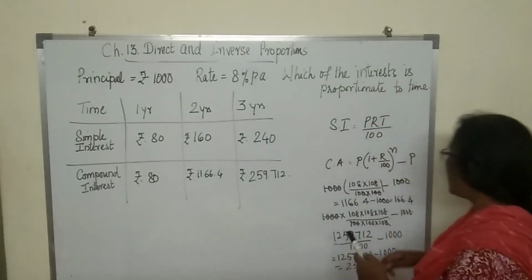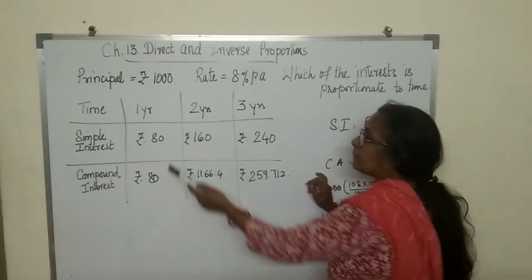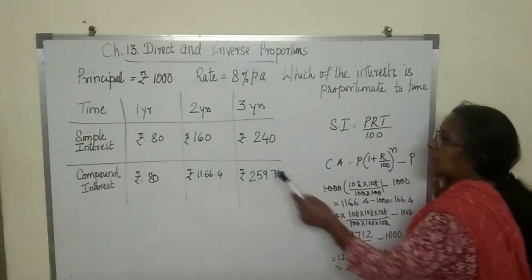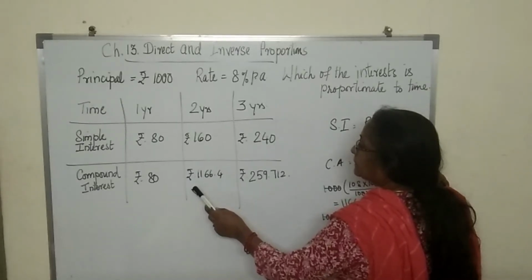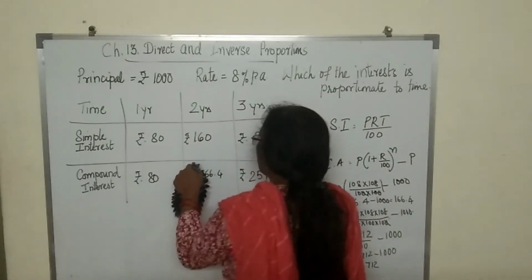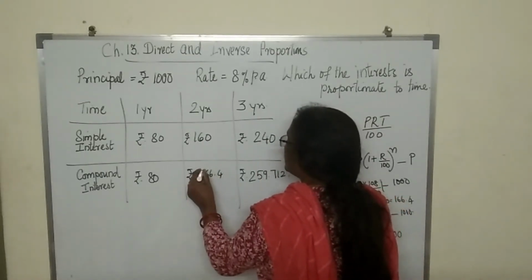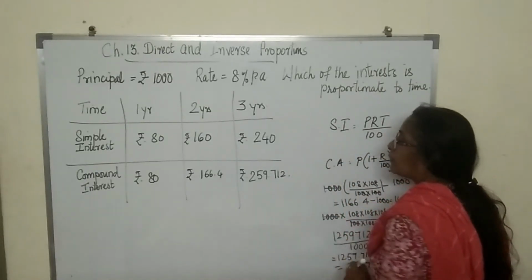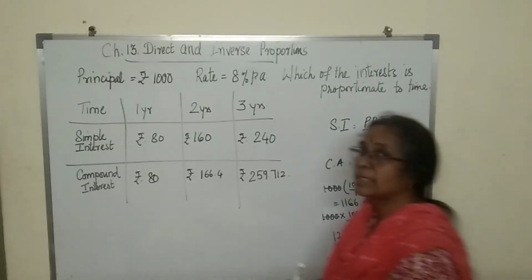And using this formula, if you find the compound interest for the first year, we already know that for simple interest and compound interest there will be no change, because the formula is the same. In the second year, here we are getting 160 rupees and here the interest will be 166.4. And in the third year it will be 259.712. Now we have to check which one is in proportion.